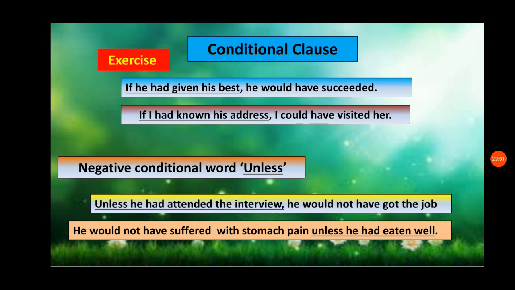Actually there is a small mistake in this sentence in the conditional. Instead of her, mistakenly I have used his. So you can read it as her. If I had known her address, I could have visited her. So what is the real meaning of this sentence? I had not known her address, so I couldn't visit her. So if I had known her address, I could have visited her.